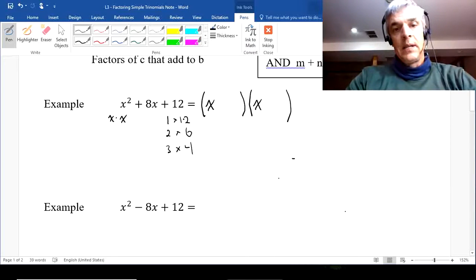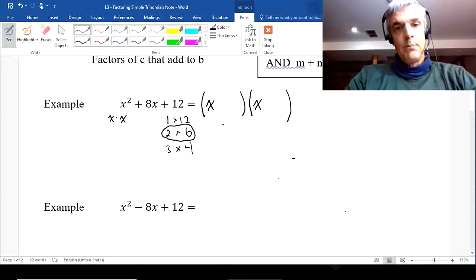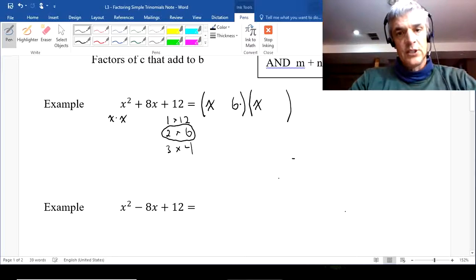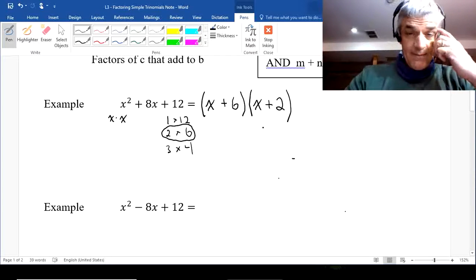Well, 1 plus 12 is 13. That's not 8. 2 plus 6 is 8. That one seems to work for me. So I circle it. And I usually put my larger number first. It's just one of my policies, and my smaller number second. And how do I get to 8? I have to add. So plus and a plus. It's not subtraction. And I'm done. I have finished the question.